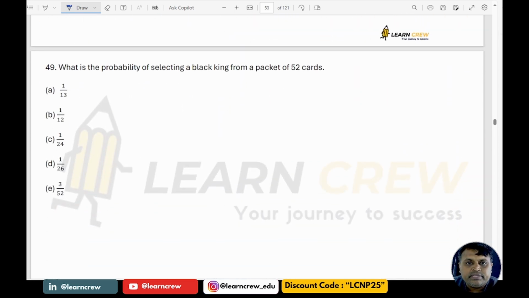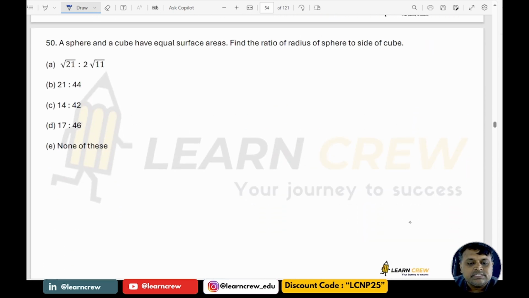What is the probability of selecting a black king? Total 52 cards. How many black kings are there in spades and clubs? It is 2. You have to select 1, so 2C1 by 52C1. 2 by 52, which is 1 by 26. Option D is correct. Next, a sphere and a cube have equal surface areas.